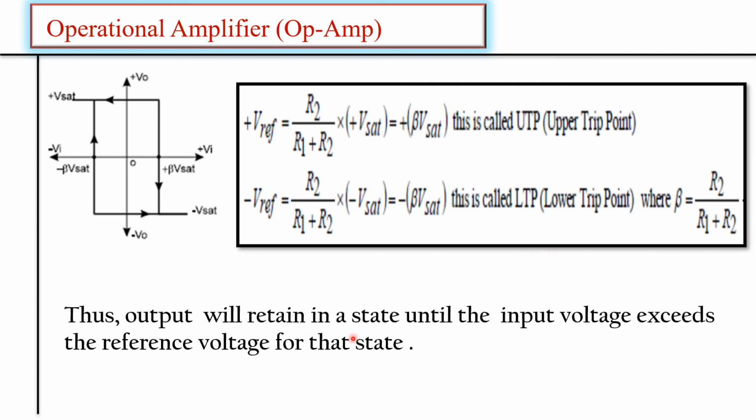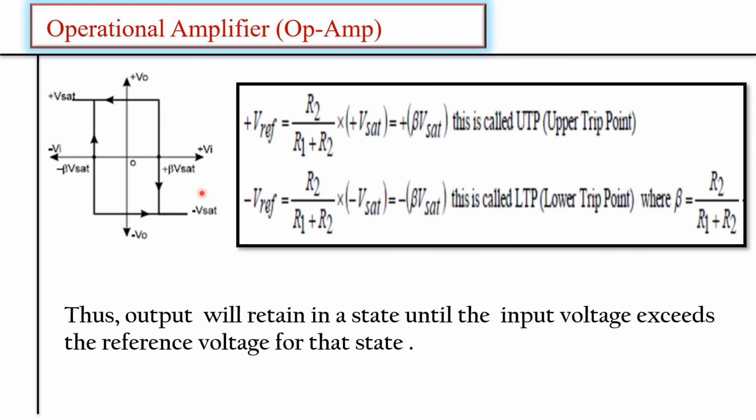The output will remain in the state until the input exceeds the reference voltage for that state. For example, if the output is positively saturated, the input voltage Vin must be increased to slightly more than plus beta Vsat reference. Then the error voltage reverses and the output changes to the negative state. Then the output remains in the negative state indefinitely until the input becomes more negative than minus beta Vsat.